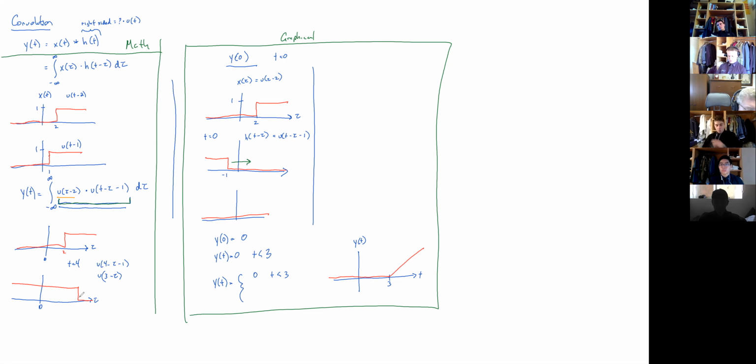Now, although it's true that this particular thing does turn on at 3, if we let t be any number greater than or equal to 3, it will look like this. Let's try it for tau equals 5. For tau equals 5, this thing would just be 4. So in general, it's going to be whatever t is minus 1.